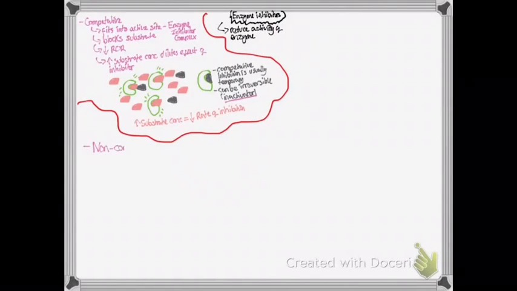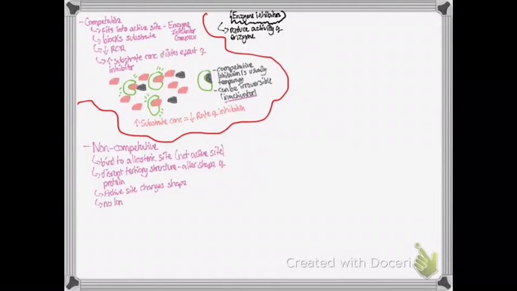Now we need to look at non-competitive inhibitors, and they are something that binds to something that's not the active site, the allosteric site of the enzyme. They're potentially more harmful than competitive inhibitors, as they disrupt the enzyme's tertiary structure and change its shape, making the active site no longer complementary to the substrate, so no more ES complexes can form, and we get a significantly reduced rate of reaction. That's pretty much all you need to know on non-competitive inhibitors.